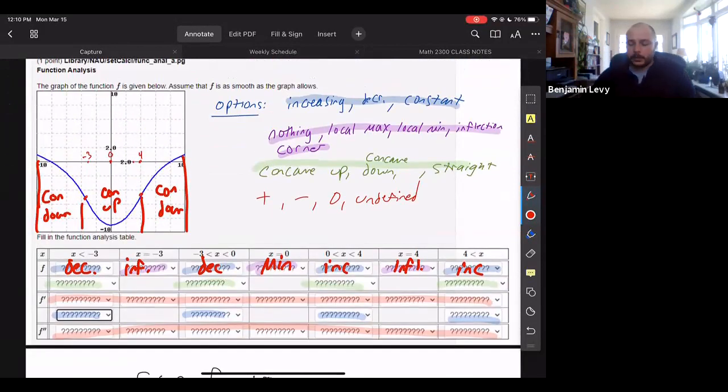So we just talked about concave up or down, so we can fill in the second line, right? So less than -3, it's concave down. Between the 2 points, -3 to 0, it's concave up. And then it goes concave down again.